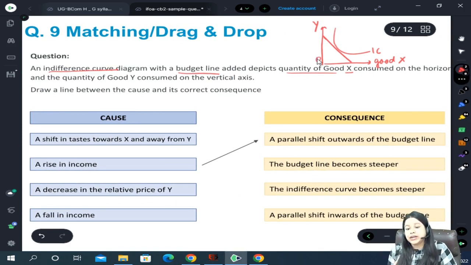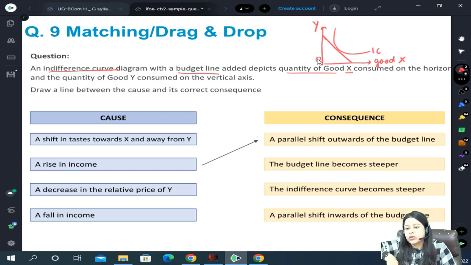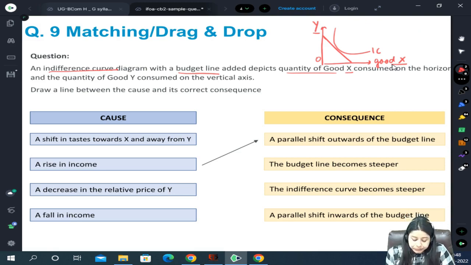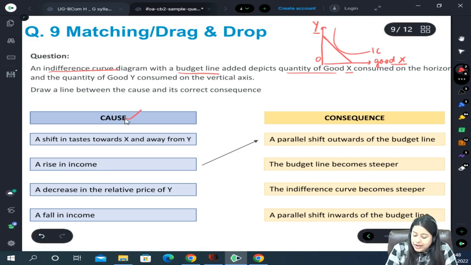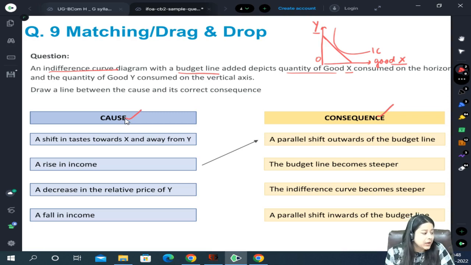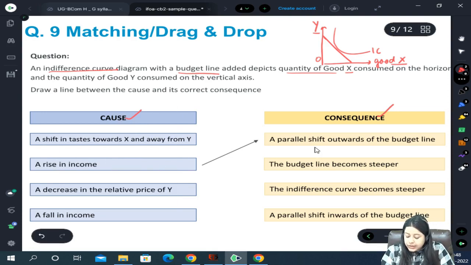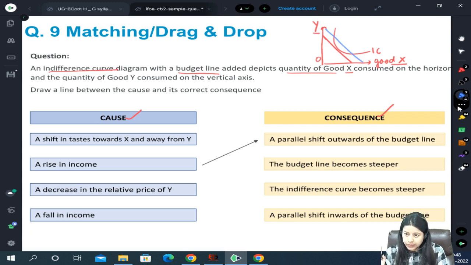Question padh ke banana chahiye. Okay. So, you might get opposite. Read kar lena. Good X ko Y axis pe bhi de sakte hai wo. This is the general convention that we take this X and Y, but they might change it just to confuse you. Alright, so draw a line between the cause, this is the cause, and the correct consequence of the cause. So they've made one line already for us. A rise in income will lead to a parallel shift outwards of the budget line. So basically, if there is an increase in the income, then your budget should increase now, both for good X and Y. So there should be a parallel shift in the budget line like this. Clear?